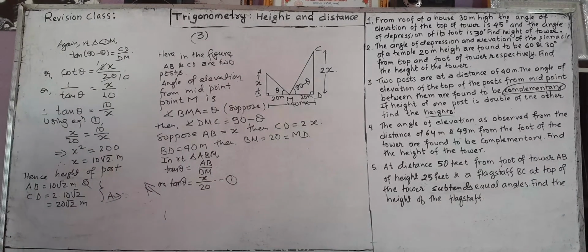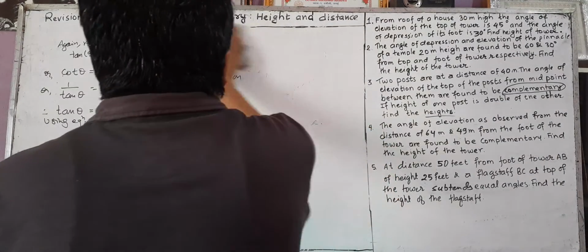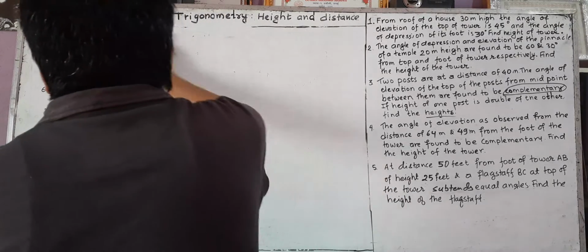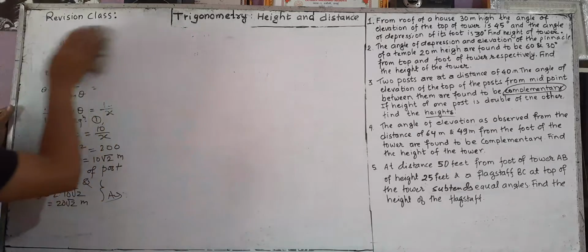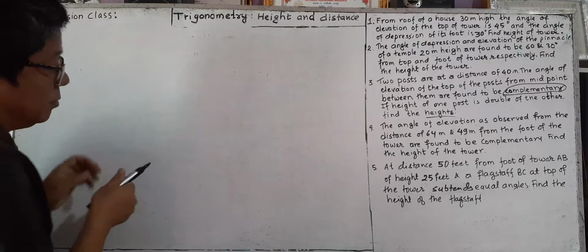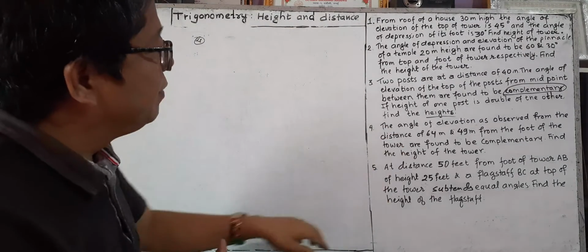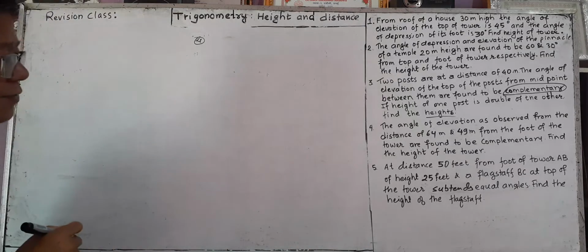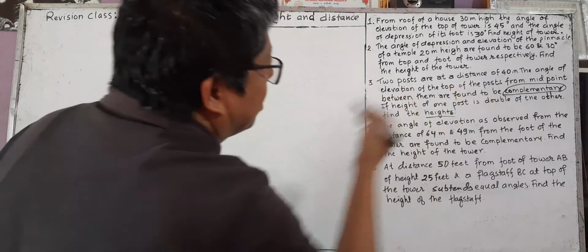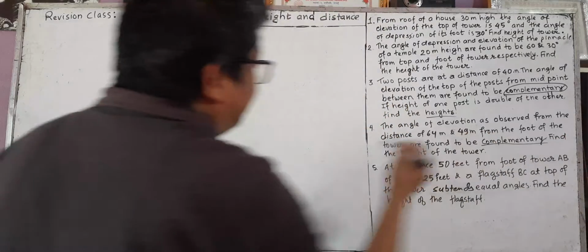Okay, now we solve question number 4. The angles of elevation of the top of a tower, observed from distances of 64 meters and 49 meters from the foot of the tower, are found to be complementary. Again, it is a case of complementary angles. Find the height of the tower.